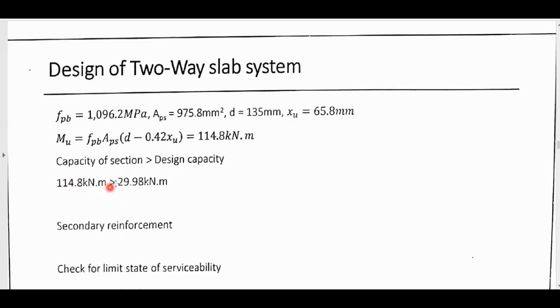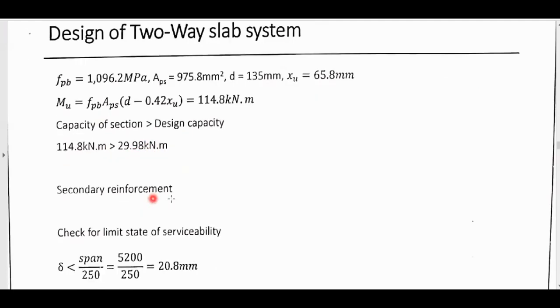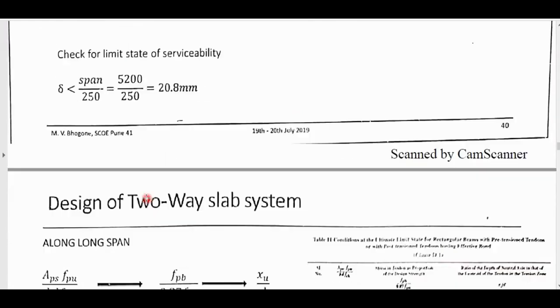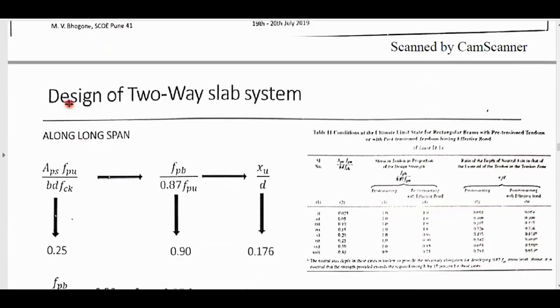So we can say that the resisting moment capacity of the slab is more than the design moment, hence it is safe. After this we are going to check the deflection, that is the check for the limit state of serviceability. The delta value we are going to calculate will be span divided by 250. The span is 5.2 meter, that is 5200 divided by 250, which is 20.8 mm. So less than this deflection will be allowable.